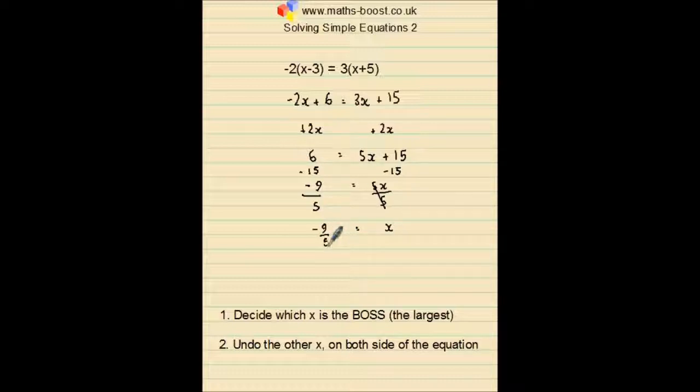This is correct. The answer is minus 9/5, but it's a top-heavy fraction, so we'll change it into a mixed number.